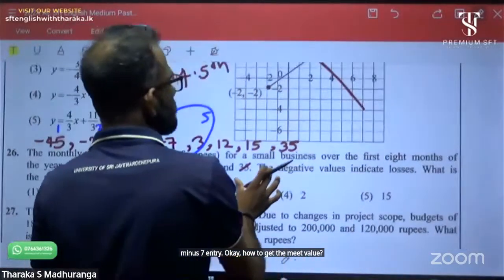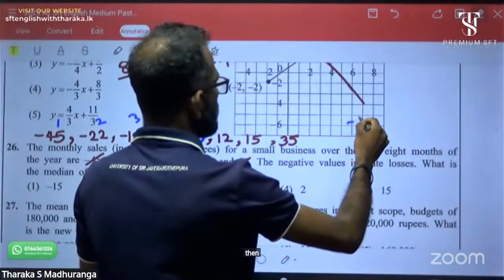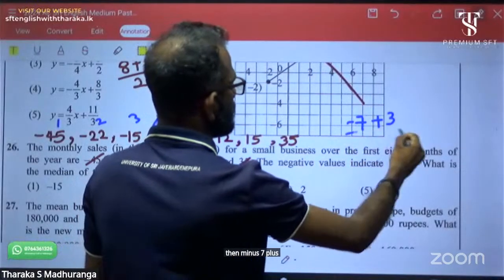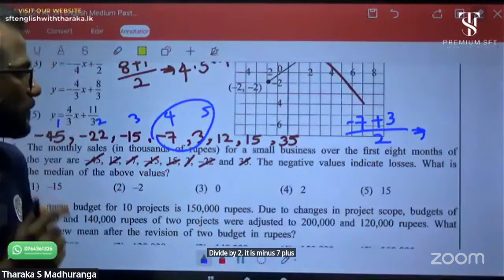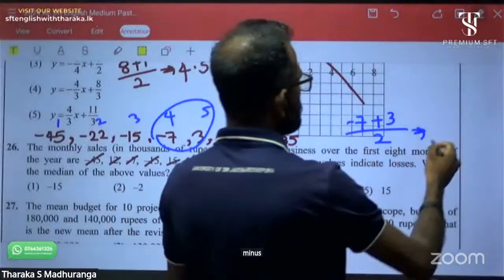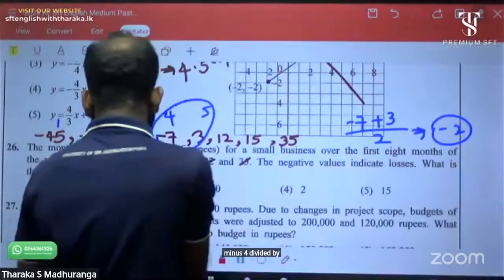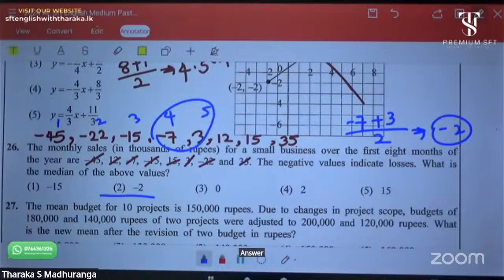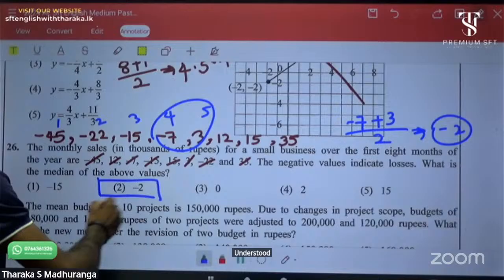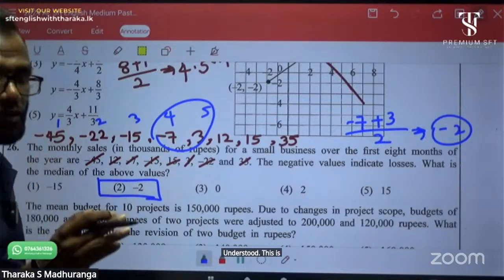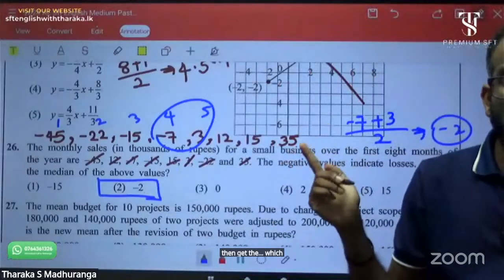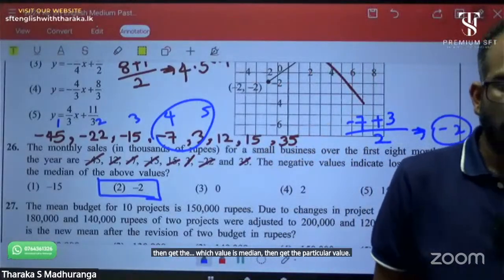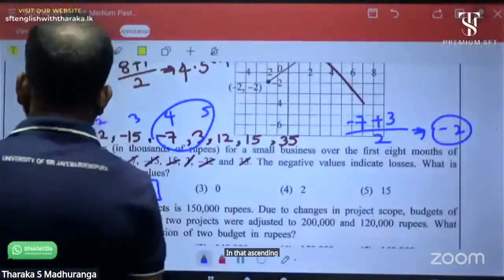Okay, how to get the mid value? අපි add කරලා divide by 2. Then -7 plus 3 divide by 2. It is -7 plus 3 means -4. -4 divided by 2 means -2. Answer -2. Understood? These steps are very important. First, prepare an ascending order, then get which value is median, then get the particular value in the ascending order data sheet.